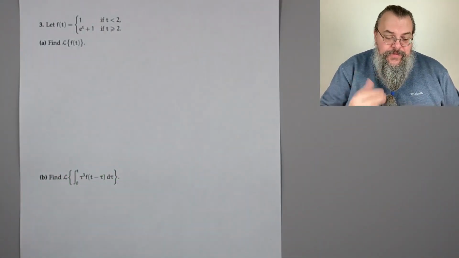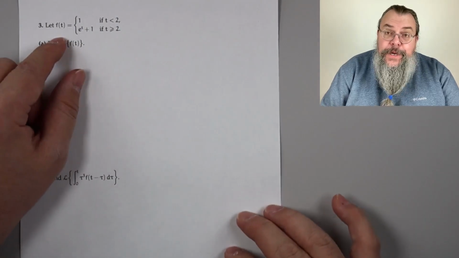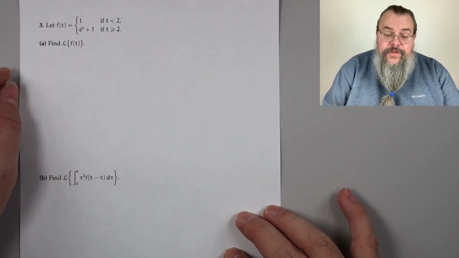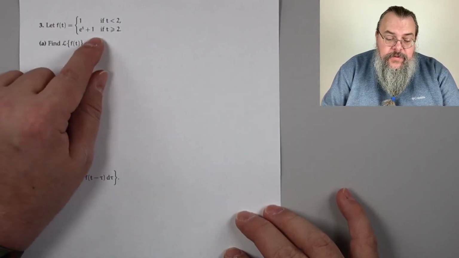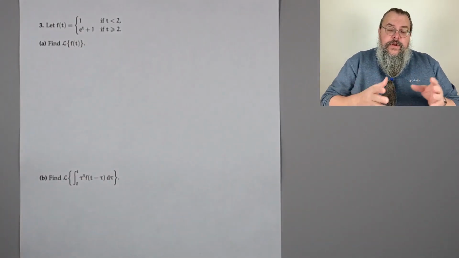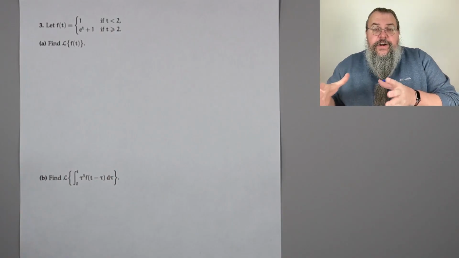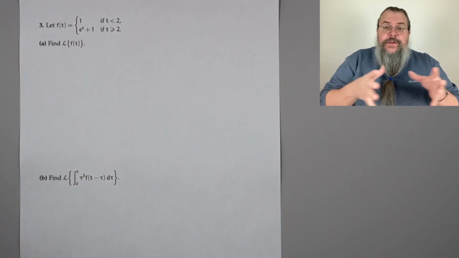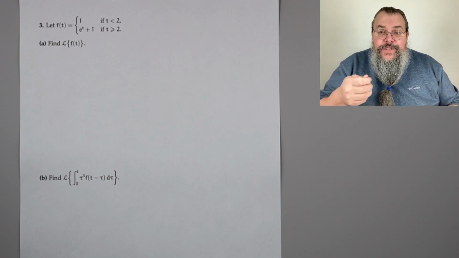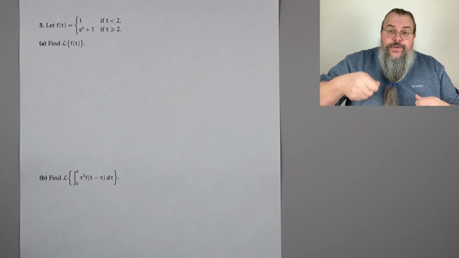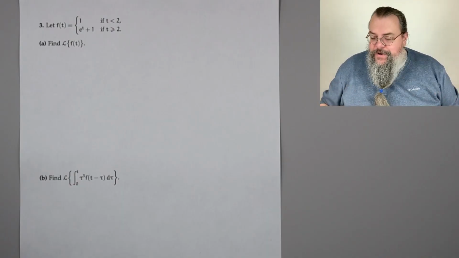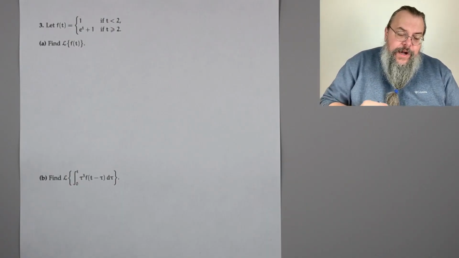Number 3. We're going to let f of t be a piecewise function. 1 if t is less than 2, and e to the t plus 1 if t is greater than or equal to 2. So we have two behaviors. There's the part that happens at the start, which is before 2, and the part that happens after 2. Which means there's a change. When there's a change, we use our on-off function, u. U is very popular on this test. So how do we do this?